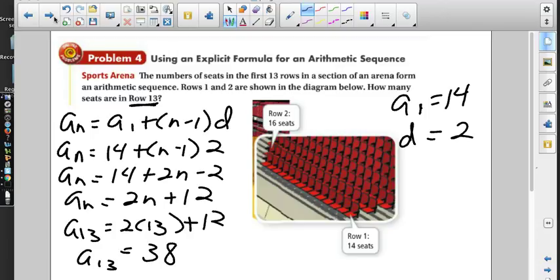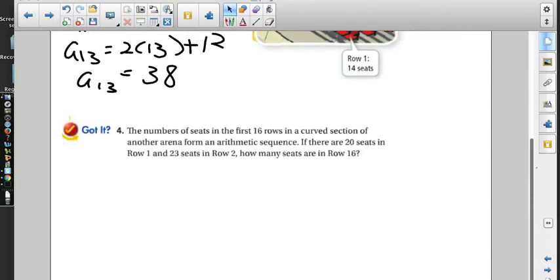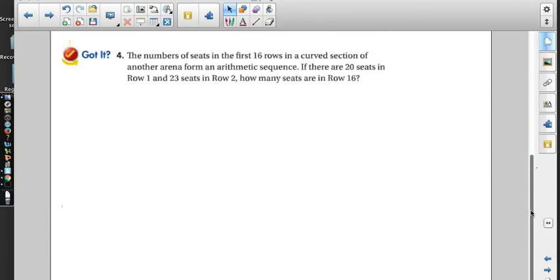38. The bigger problem is what we're going to do later in this chapter, which is how many seats are in the entire theater? Oh, that's gonna be hard. It isn't when we get the formulas. Once we have the formulas, it's not going to be too bad. So here is one for you and your partner. They're changing the seats. Number of seats in the first 16 rows, still arithmetic. If there are 20 seats in row 1, 23 seats in row 2, how many seats in row 16? Go ahead and do that one with your partner.